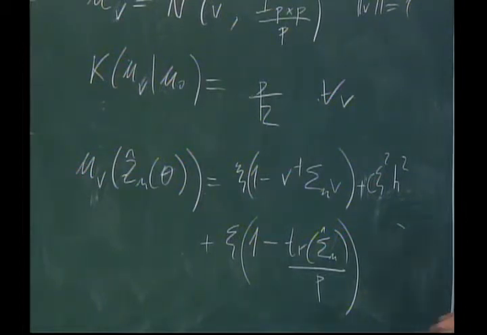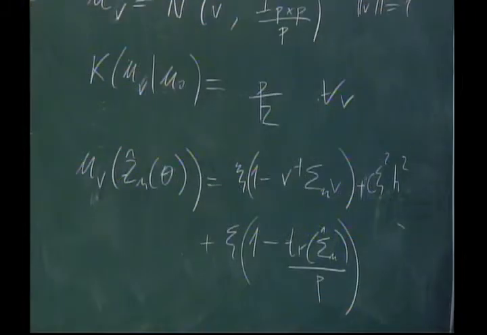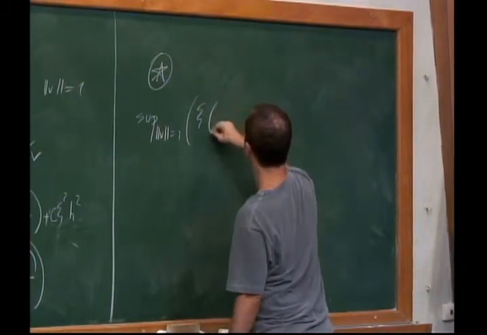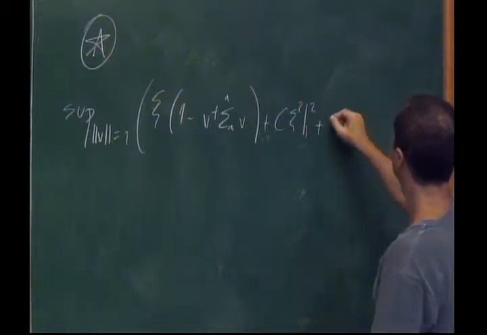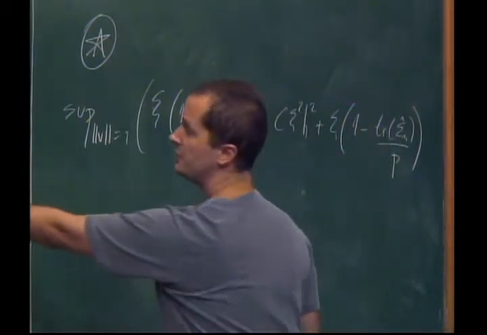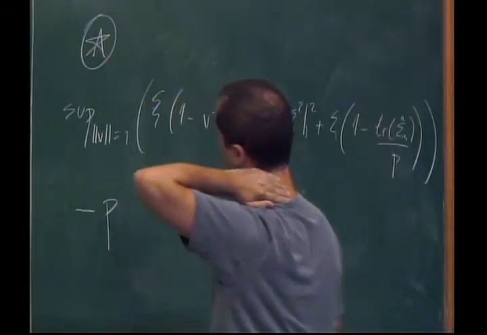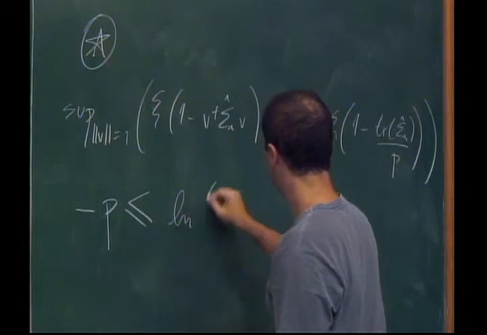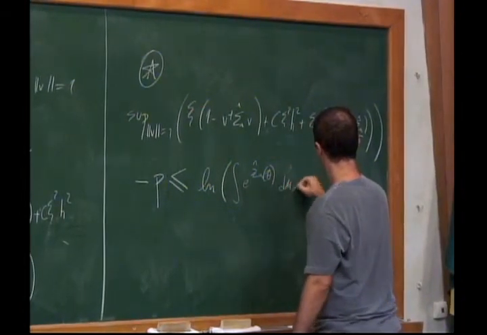And so what does this PAC-Bayesian inequality say? It says that if you look at the sup over V of norm 1 of this thing that I wrote over here, and then you have to subtract the Kullback-Leibler distance, which we saw is p over 2, so it's the same for all V's, this is going to be less than the log of the integral of e to the zn hat theta d mu 0 theta.